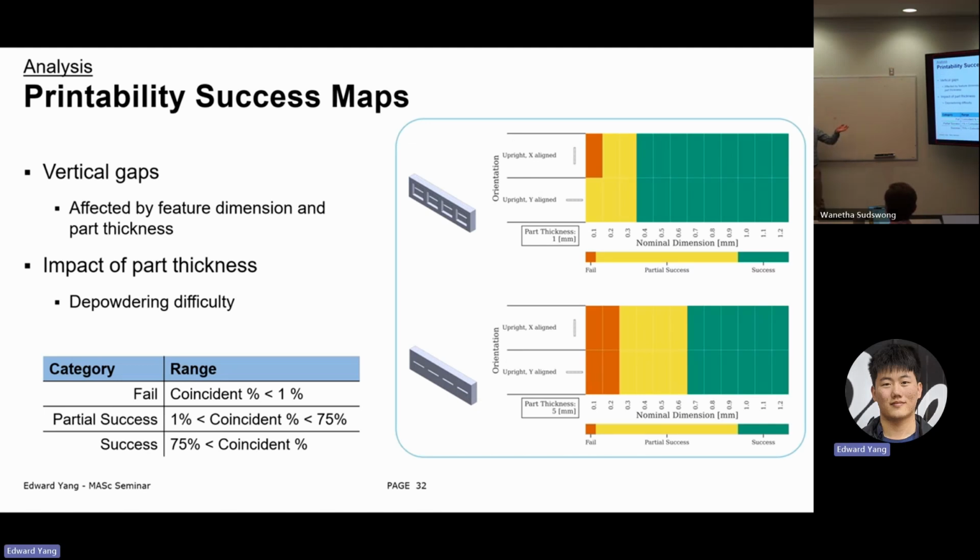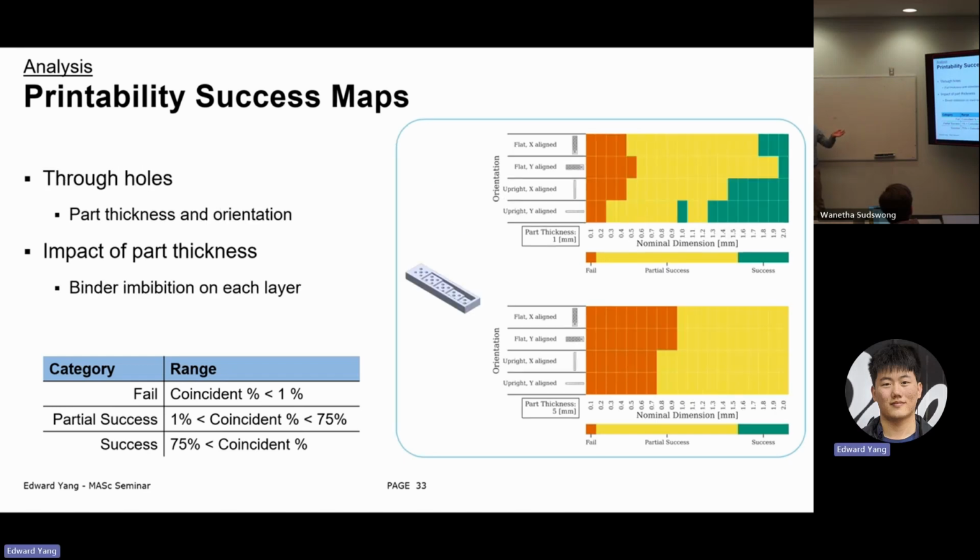Moving on to looking at the vertical gaps, again, these were affected by the part thickness. So the thicker the part got, comparing the 1 millimeter thickness and the 5 millimeter thickness, we were seeing worse performance in terms of actual features coming out. And the reason for this, I propose, is that there is an increased difficulty in depowdering the features as they get thicker. The reason for this is, one, there's a larger volume of powder that needs to be successfully removed. And secondly, it becomes more difficult to access the interior of these features as the part gets thicker.